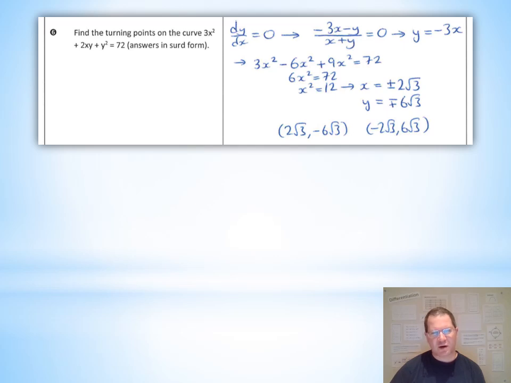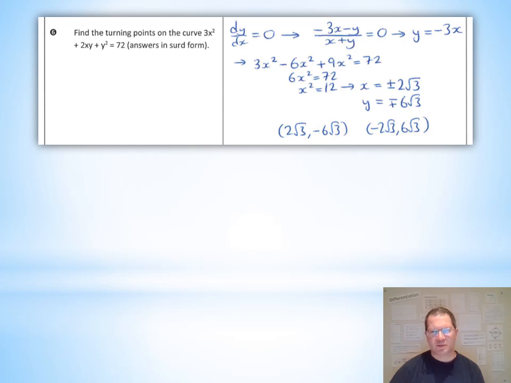It says that we need to give our answers in surd form. So that means that we want dy by dx to equal 0. Now we've got it as a fraction, minus 3x minus y over x plus y equals 0. On that basis, all that's important is that the numerator equals 0, which tells us that minus 3x minus y equals 0, and hence y equals negative 3x.